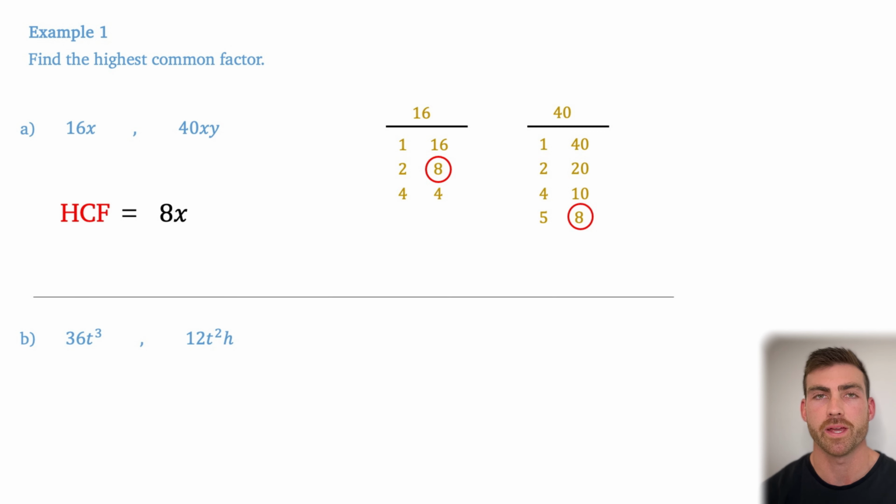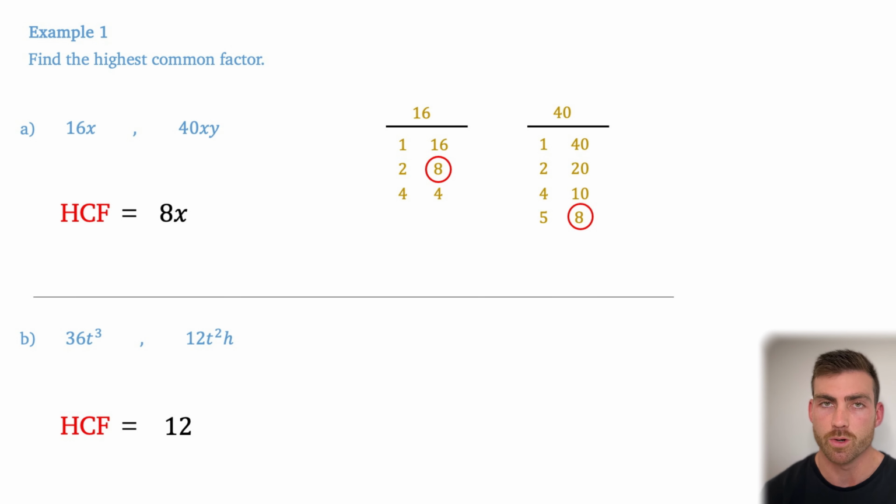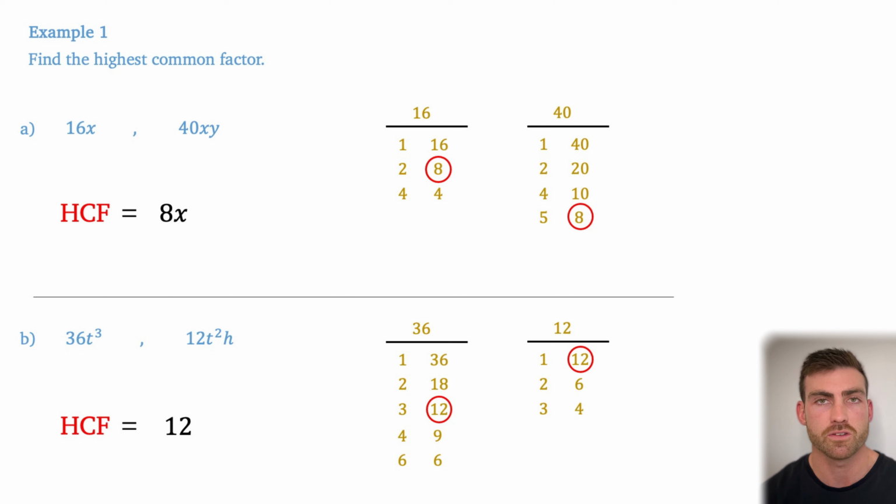In example B, we start with the numbers, find the highest common factor between 36 and 12, which is 12. List the factors on the side if needed. Next, we look at one variable at a time, starting with t. We notice that a t is a product of both terms. Therefore, we can take out the smallest power of t, which is t squared.